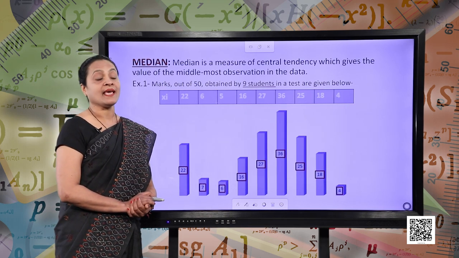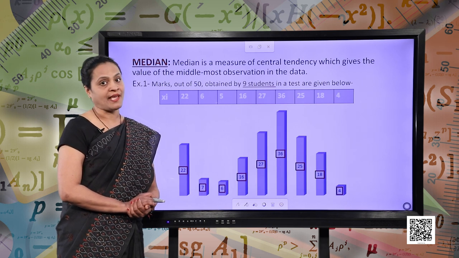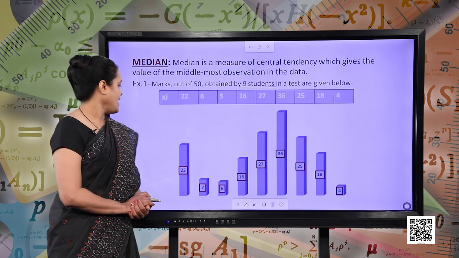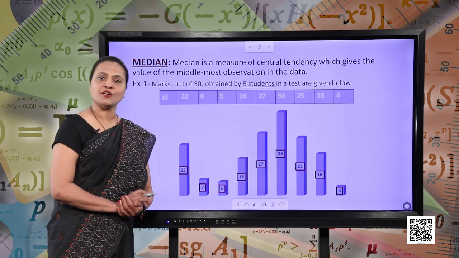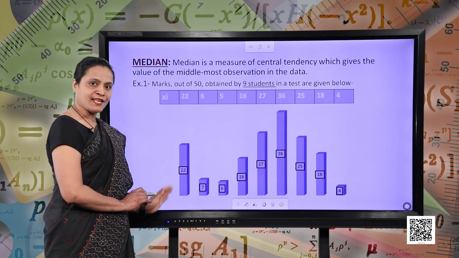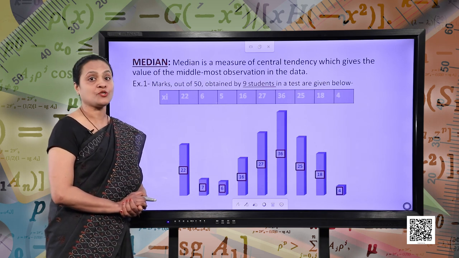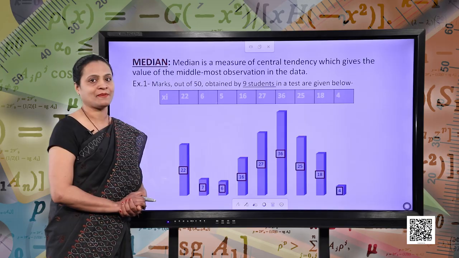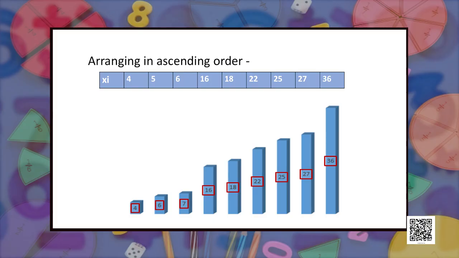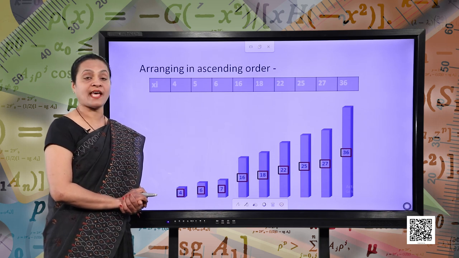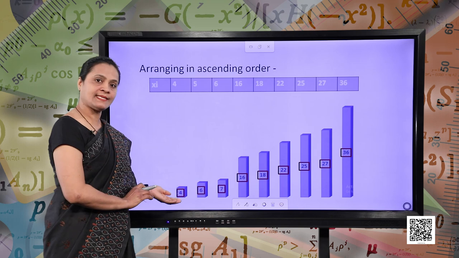Now to explain the meaning, the teacher gave each student a slip on which the marks of that student were written. You can imagine these bars are actually our students. The teacher then asked the students to arrange themselves in ascending order of their marks. The students did the same. Now, the teacher wants to find the middle student, the student standing exactly in the middle of this line.